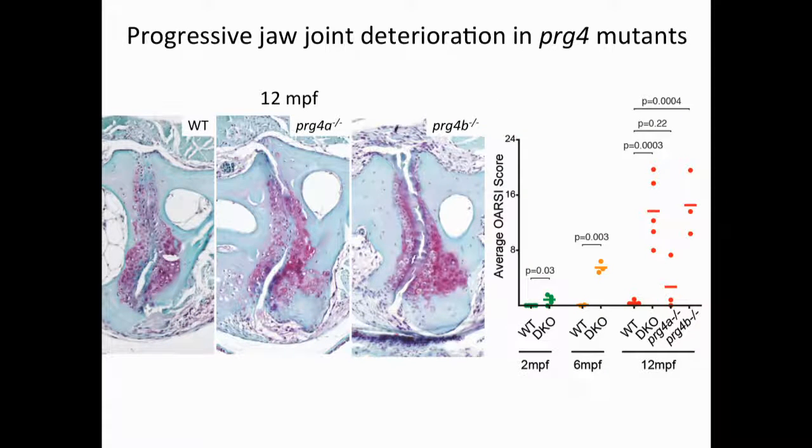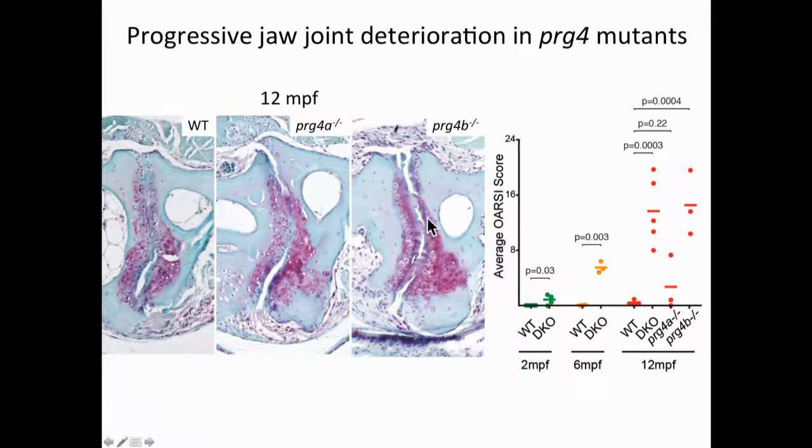And this progressive jaw joint deterioration, we wanted to quantitate it, so we modified the Osti scoring method that they use in mice and in humans to quantify an osteoarthritic phenotype. And what you need to know is that the higher the score, the worse the joint, basically. So you can see at 2 months post-fertilization, there is a statistically significant difference between the wild type and mutants, and this gets progressively worse over time.